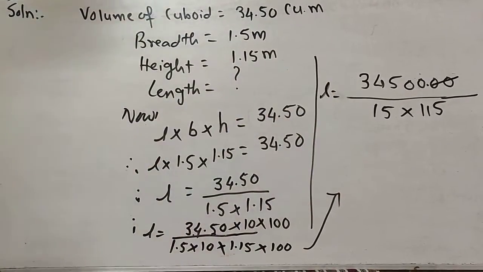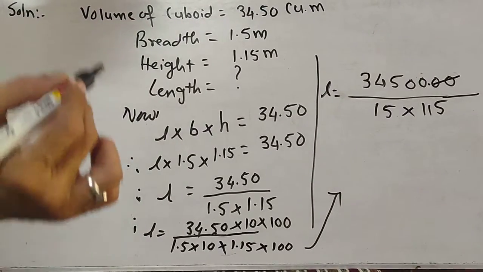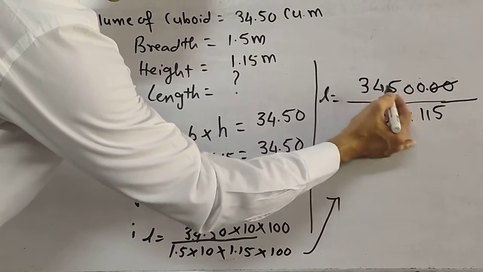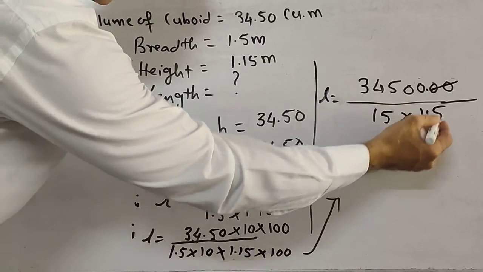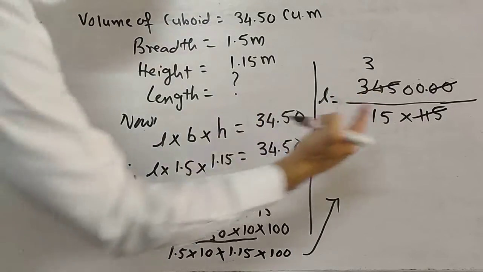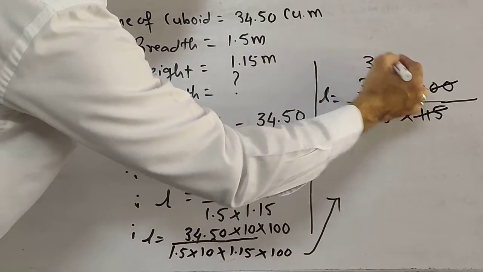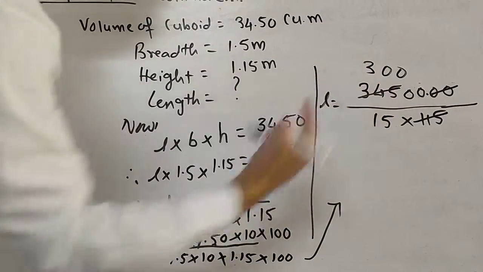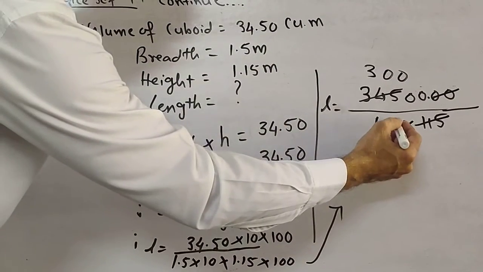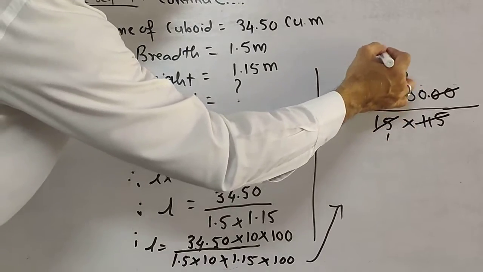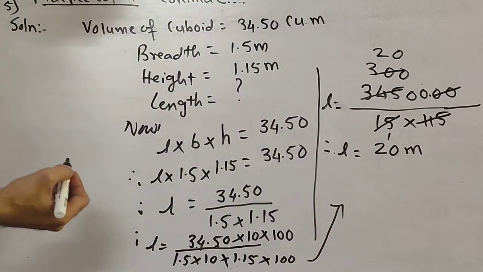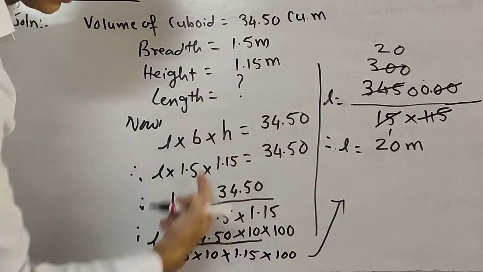Now you have to do the cancellation. Cancellation is also very easy. You can see here 15 threes are 45, right? 15 threes are 45. Then 115 into 3 gives 345. 115 threes are 345, and this 20 will come. Then you know the 15 table very well. 15 ones are 15, 15 twos are 30. Therefore length is equal to 20 meter. Very easily you got the answer.